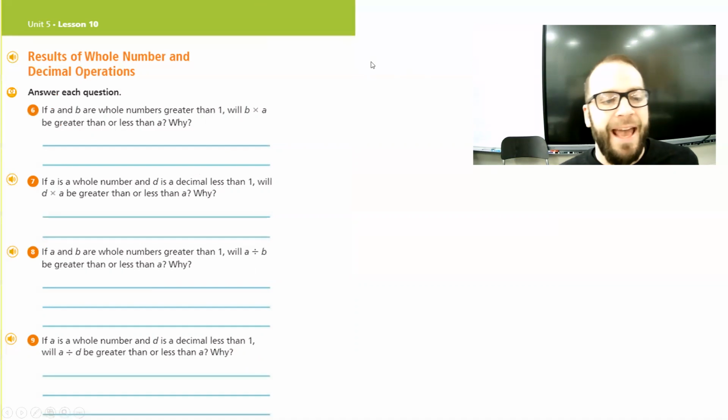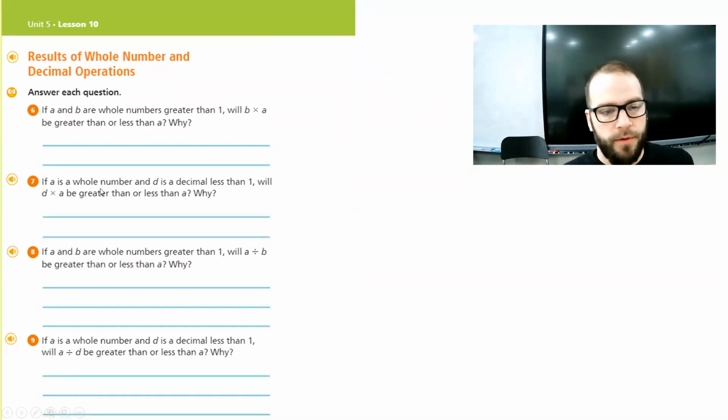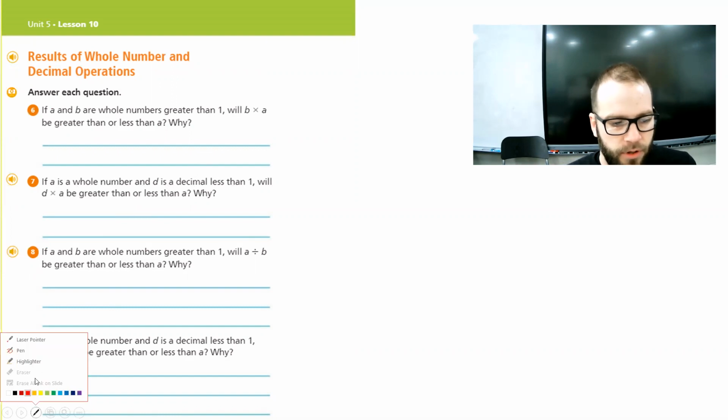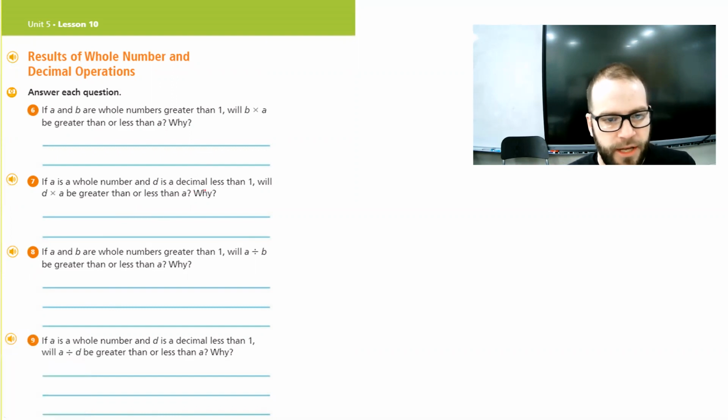Okay, we're skipping 6. We're only rocking the odds. So let's go to 7. And it's just saying, hey, let's compare all these different things. If A is a whole number and D is not a whole number, it's smaller than 1, just a little tiny decimal, will D times A, a decimal times a whole number... What I like to do on these is come up with an example so I understand my answer.